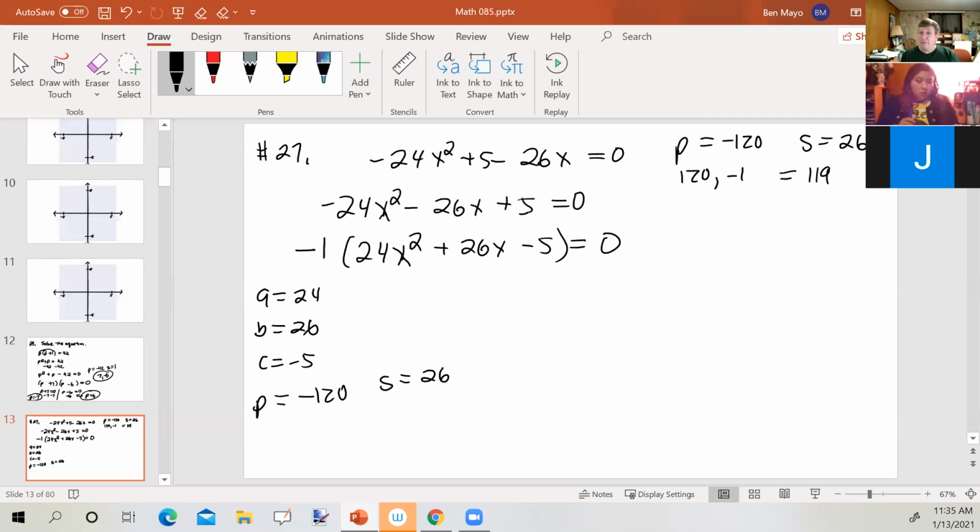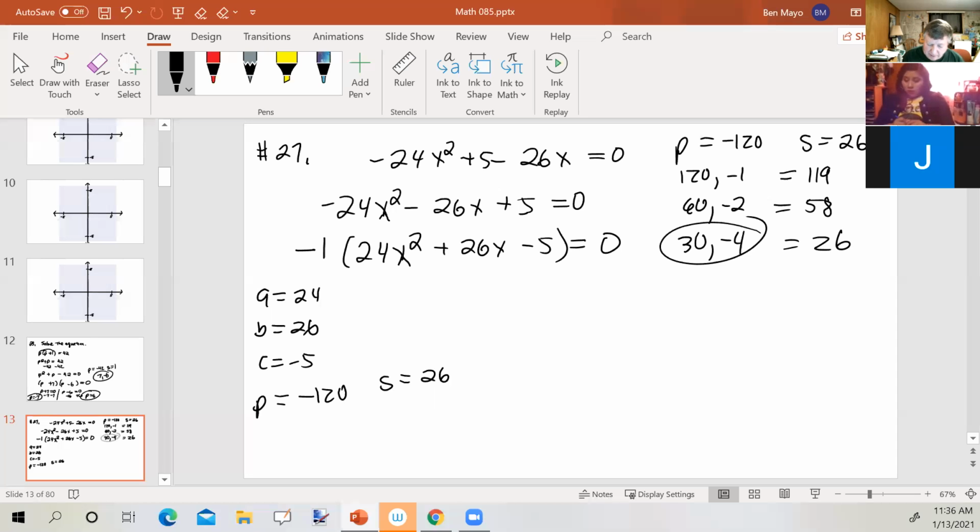But 120 is an even number, so I could cut that in half and consequently double the negative 1 and make it negative 2. 60 times negative 2 is still the right product, negative 120. Now the sum is down to 58. So we're getting closer. Well, let's see. Again, 60 is even. Cut it in half, double the negative 2. I get 30 and negative 4. That gives me a product of negative 120 and a sum of 26. I hit it right on. So the numbers are 30 and negative 4.